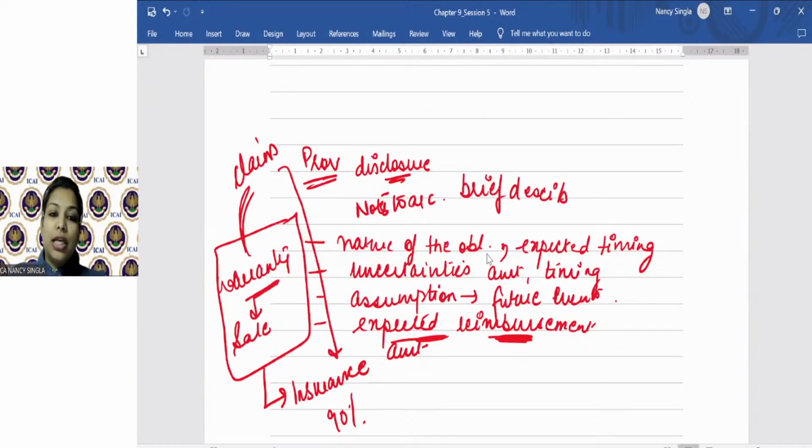What is the nature of obligation? What is your expected timing of outflow? What are the uncertainties in amount and timing? What are the assumptions? What is the expected reimbursement amount? So is it clear? With respect to provision and contingent liability, the disclosure that we have done, and with this we have finished all the captions of the balance sheet, and we have covered all the additional regulatory information also.